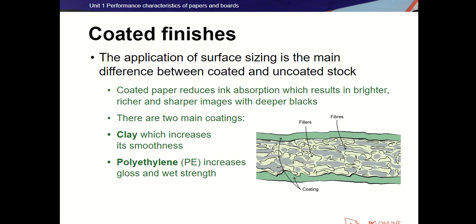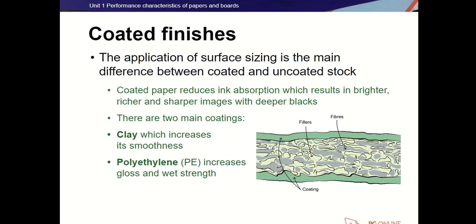Coating finishes. So the application of surface sizing is the main difference between coated and uncoated stock. Coated paper reduces ink absorption, which results in brighter, richer and sharper images with deeper blacks. So if you're doing magazine front covers, posters, stuff like that.